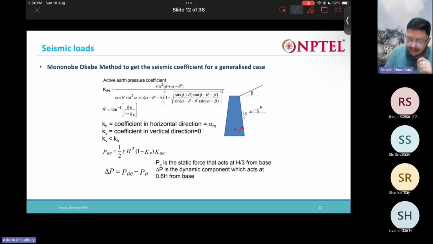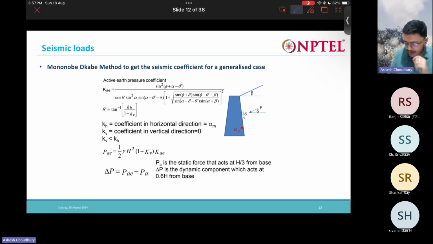So this is one more case, a generalized case given by the very famous Mononobe Okabe method. This is one of the most legendary works in the field of seismic earth pressure theories, given by Mononobe and Okabe. Two different papers were there, and together also they have given it. So the MO method, the Mononobe Okabe method, is very famous, and they actually gave a generalized relation.